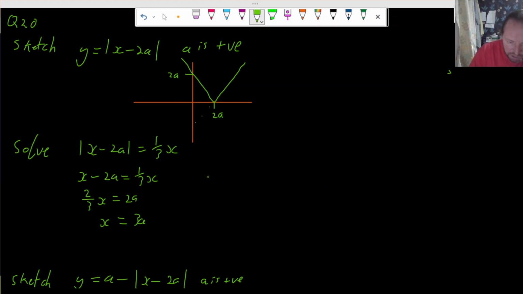Then also we have to do it for the negative option. So we'll do it for minus x plus 2a equals a third x. As we bring this across, we'll go to the other side this time. 2a equals 4 over 3x, and so what's that give us? 6 over 4, 3 over 2a equals x.